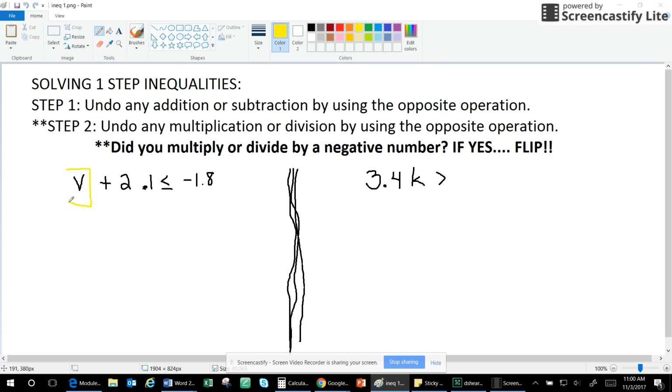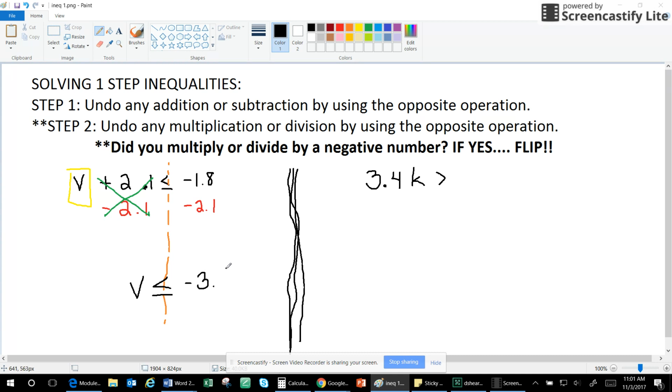So we're solving for V. Whatever I do to one side of this inequality, I got to do to the other. I see that we are adding 2.1, so I'm going to subtract 2.1 from both sides. And when that happens, plus 2.1 minus 2.1 cancel, we get left with the V less than or equal to, and then we have negative 1.8 minus 2.1. This would be negative 3.9.